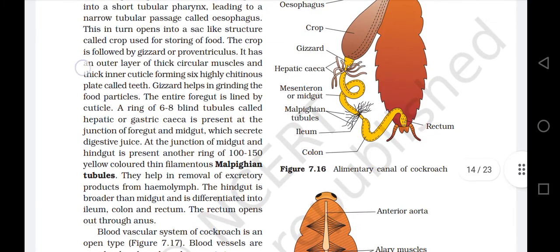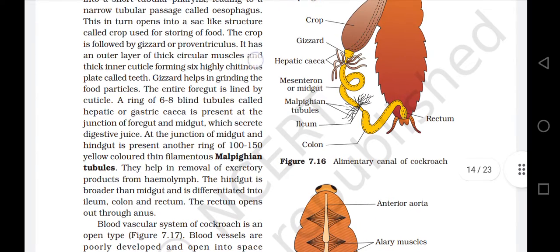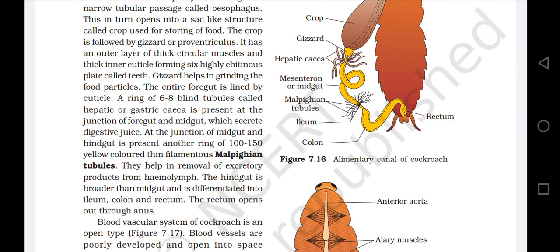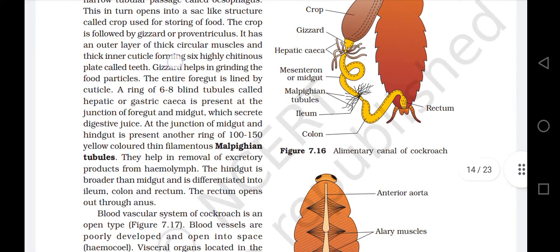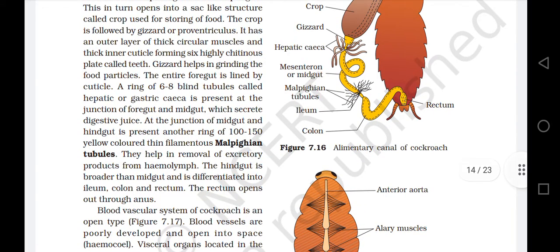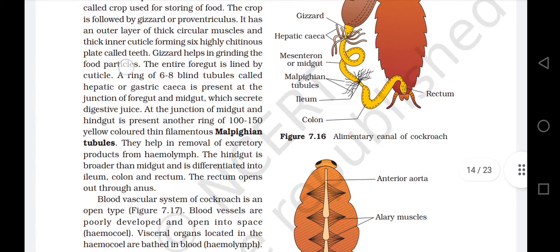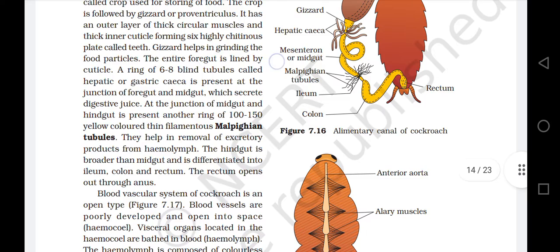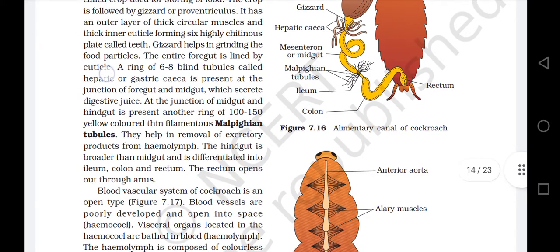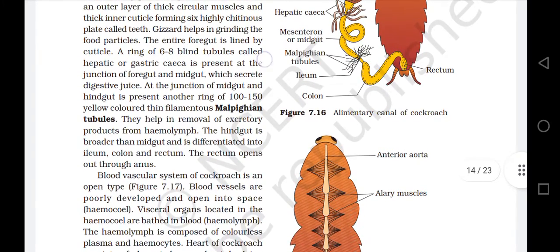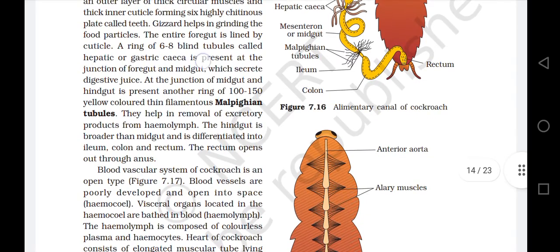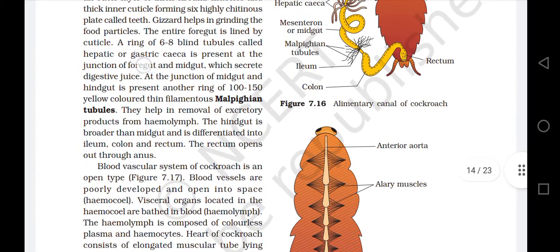It has an outer layer of thick circular muscle and a thick inner cuticle forming 6 highly chitinous plates called teeth. Gizzard helps in the grinding of food particles. The entire foregut is lined by a cuticle. A ring of 6 to 8 blind tubules called hepatic or gastric caeca is present at the junction of foregut and midgut, which secrete digestive juice.